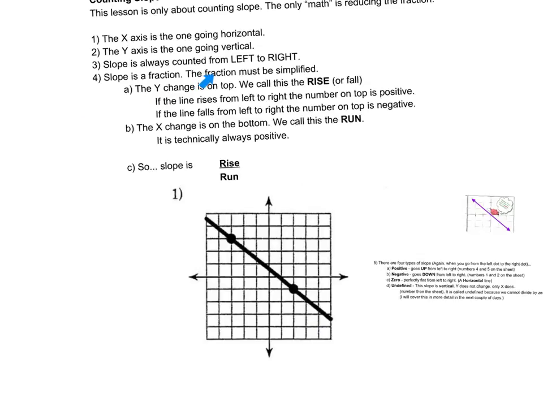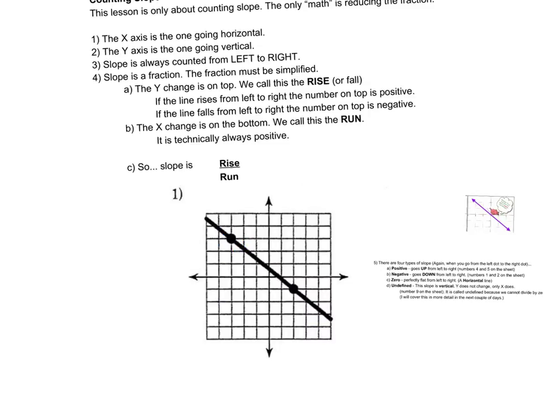Slope is a fraction. The fraction must always be simplified. The y changes on top. That's the rise. We talked about that in your vocab. If the line rises from left to right, it's positive on top. If the line falls from left to right, it's going to be negative on top. Notice this one, as I go left to right, it falls. We're going to count the slope of this one in a minute.